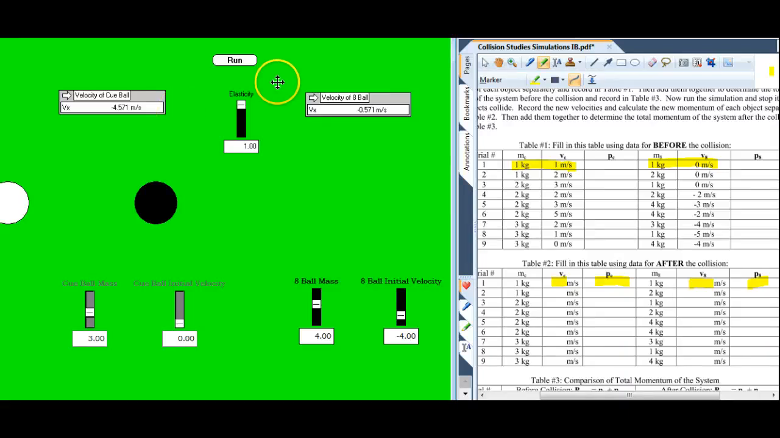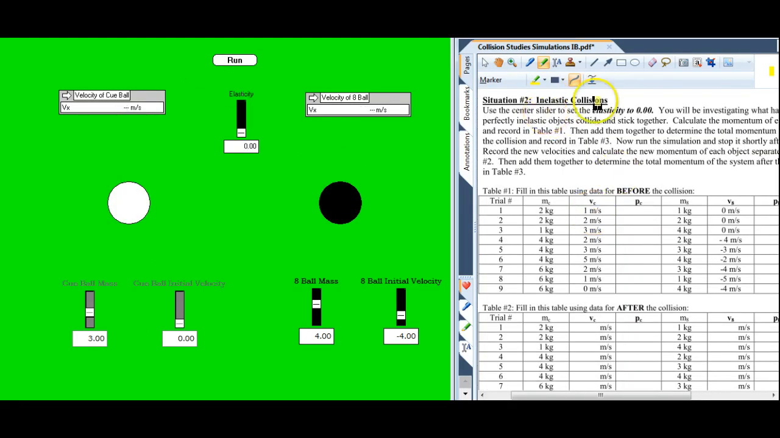Elastic type collisions. The elasticity is set at 1, that means they're bouncing off each other. In an elastic collision, both the momentum and the kinetic energy will be conserved. Okay, I've changed the page to inelastic collisions. I've changed the elasticity to 0. In an inelastic collision, the momentum is conserved, but the kinetic energy actually goes down. It's turned into other forms.